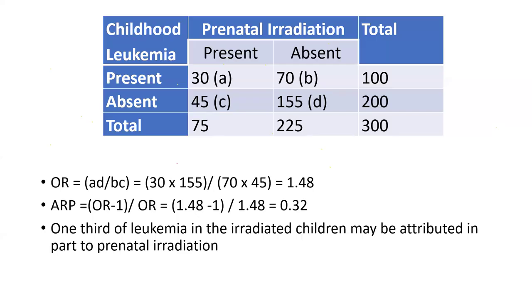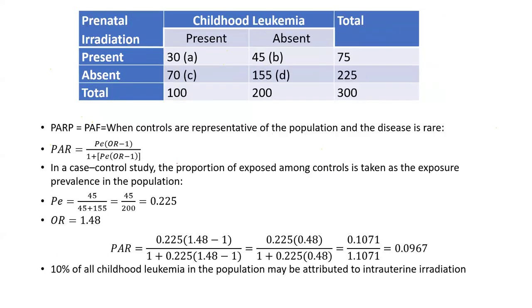So when you have the attributable risk percentage of 32% for this association of prenatal irradiation and childhood leukemia, you know that one third of the leukemia in the children is attributable to prenatal irradiation amongst those children who were exposed to X-rays in the antenatal period. So you can do this for a case control study.